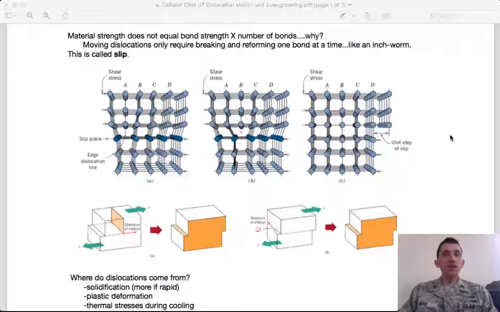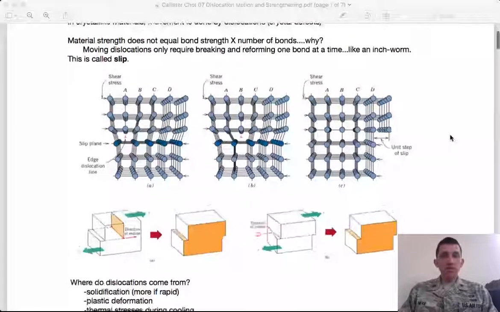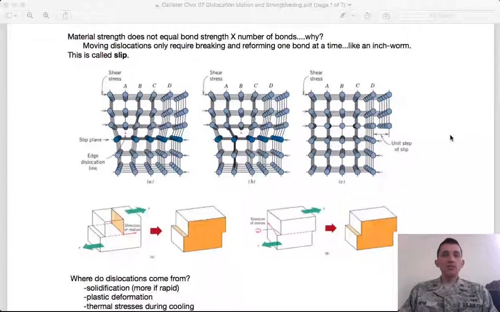It turns out that when you yield a material, you're not breaking all of those bonds. Right? You're actually breaking one at a time. And this allows atomic motion on an atomic scale that moves much like an inchworm, right? So an inchworm has many pairs of legs, and it picks up and moves one pair of legs at a time, and so you see the bend in its back moving along its body until it gets to the end, and it's moved.